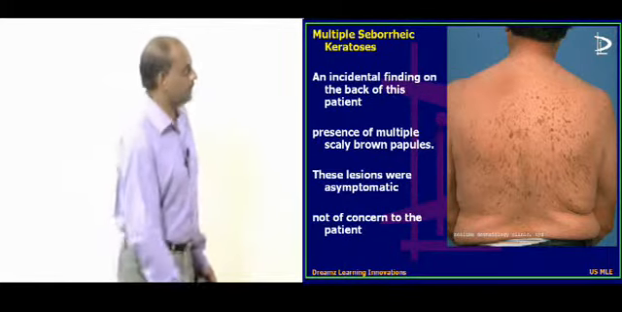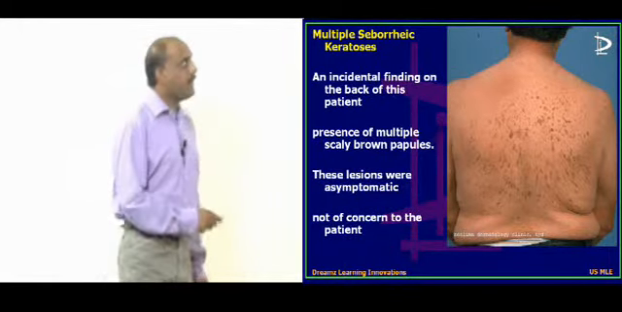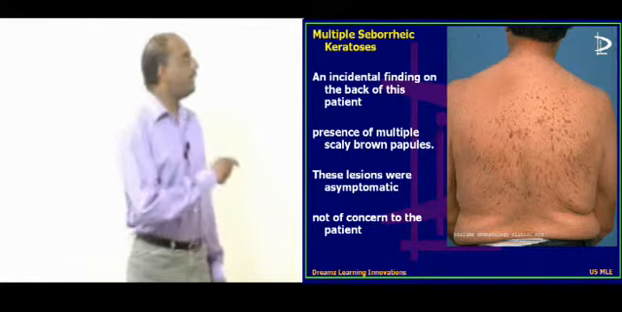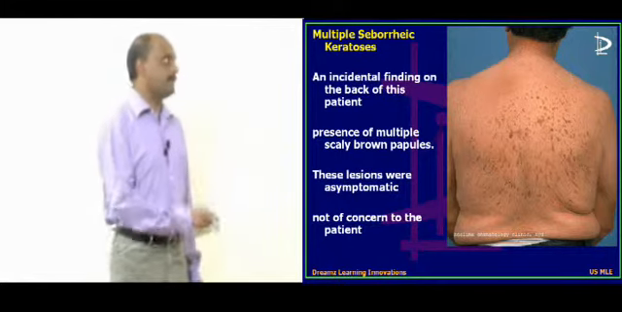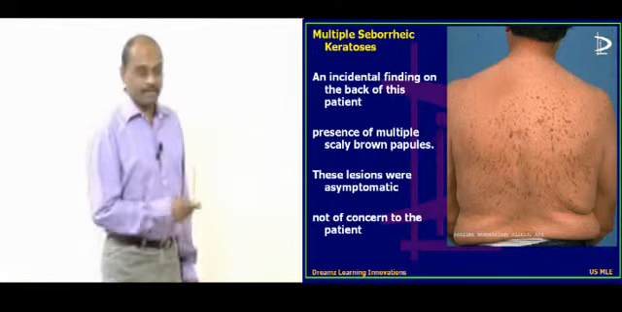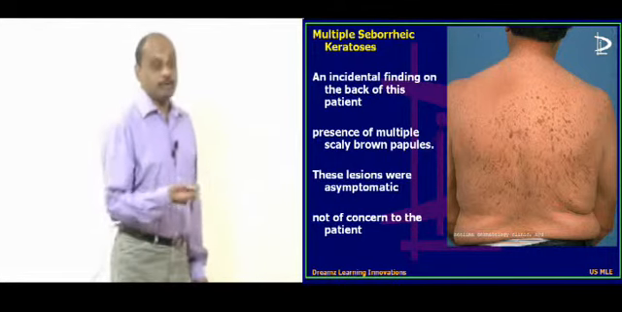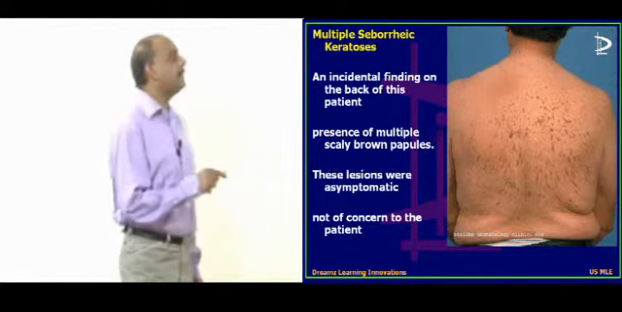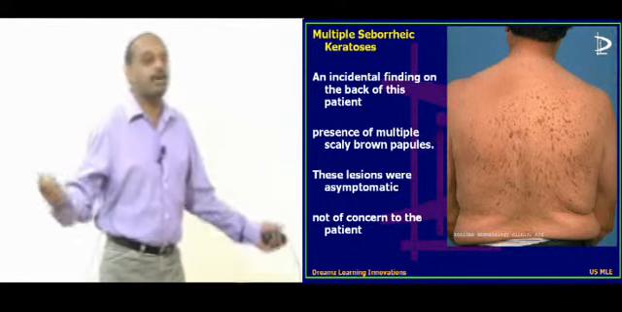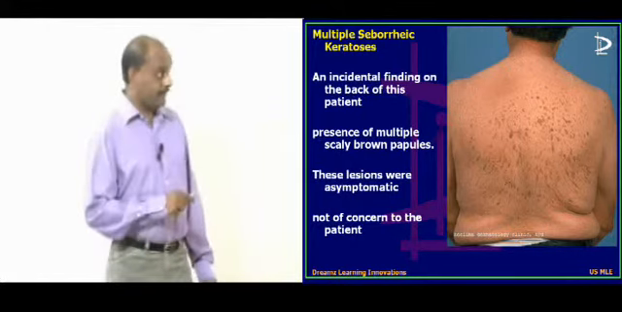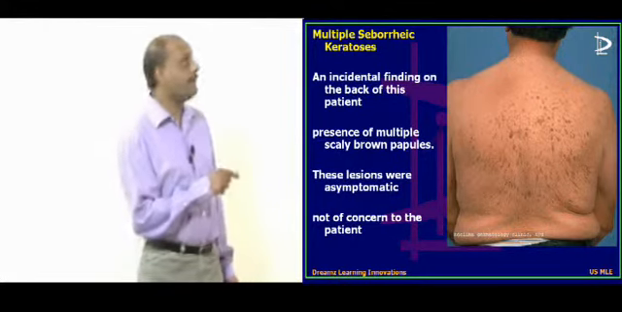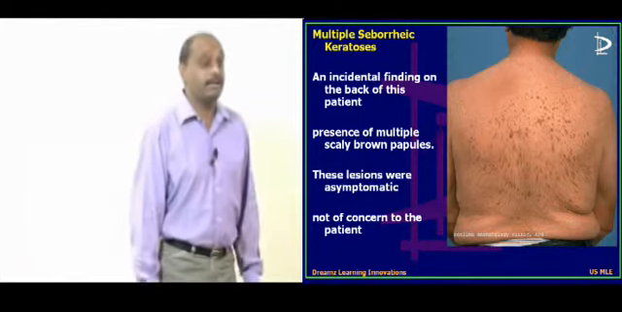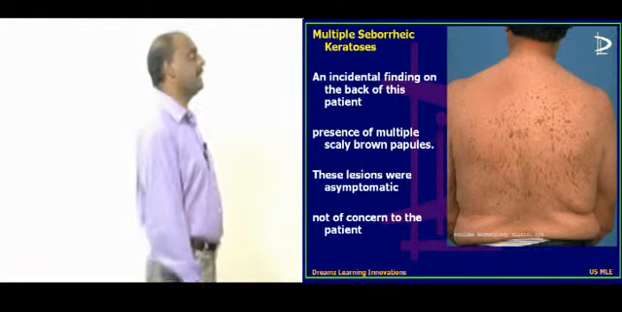the seborrheic keratosis. Now you can see how multiple seborrheic keratoses are there, which is found only as an incidental finding on the back of this patient because he is not watching his back, nor his spouse probably. So please remember, these multiple scaly brown papules need not be worried about because otherwise they are not bothering the patient. But if this kind of sudden appearance of multiple seborrheic keratoses happens in an elderly individual, definitely it is indicative of an underlying malignancy.